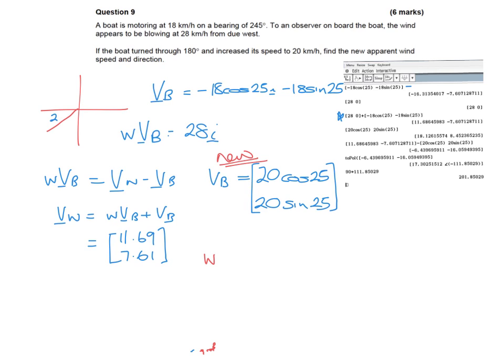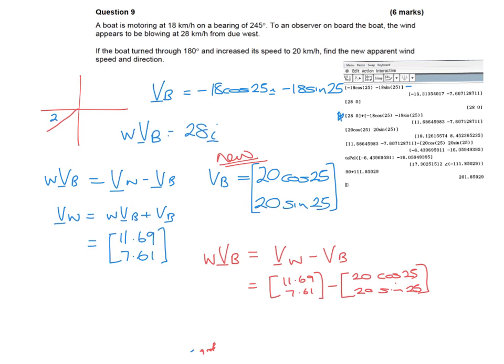Therefore, the relative velocity of the wind to the boat, going back to that formula, will be V_W minus the velocity of the boat. That's the formula from before. The velocity of the wind we've already worked out. That's the 11.69, 7.61. And we need to subtract the velocity of the boat. That's 20 cos 25, 20 sine 25. Okay, that comes out when we pop it into your calculator.